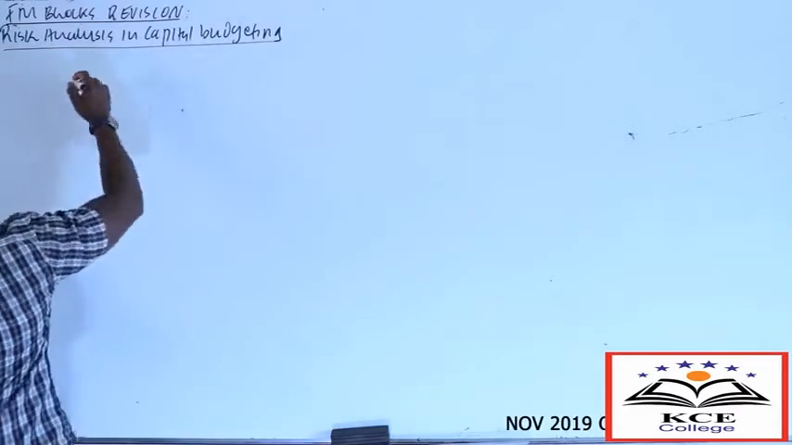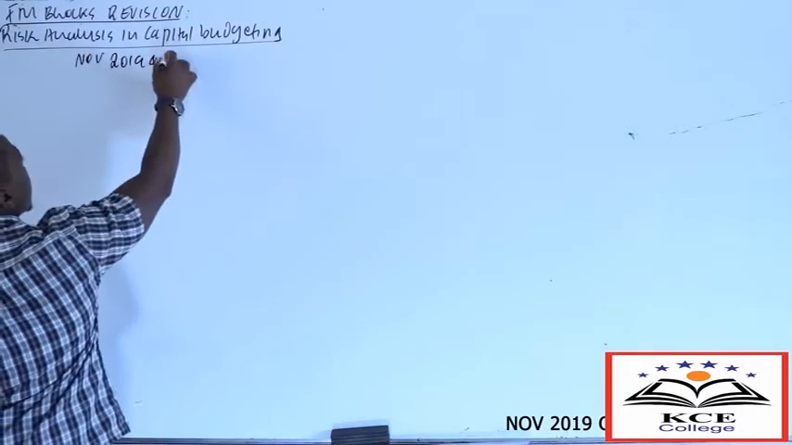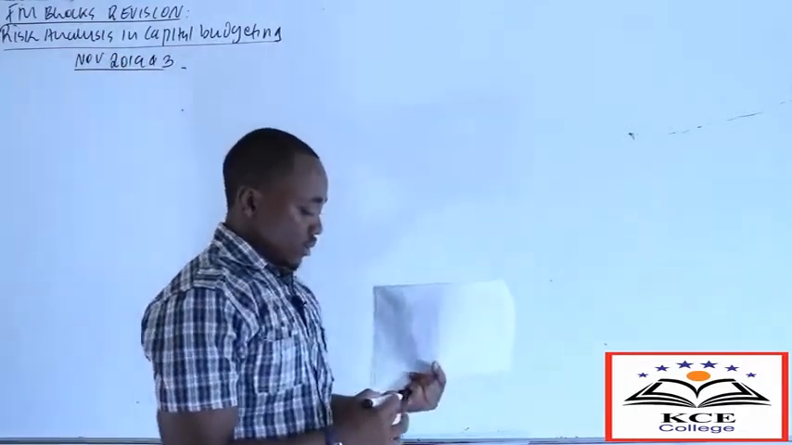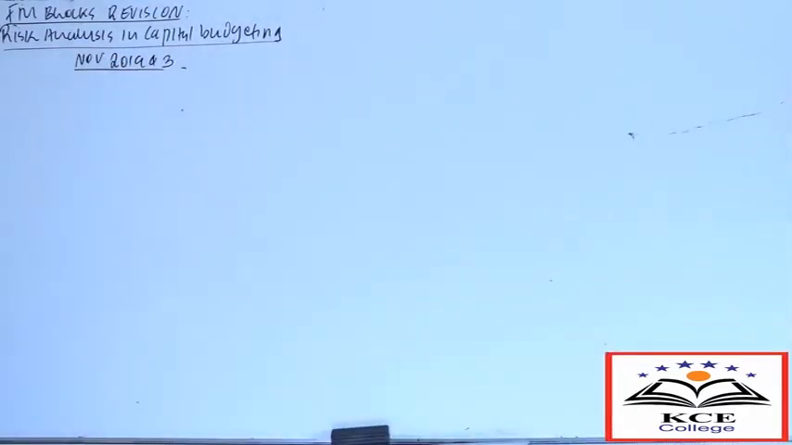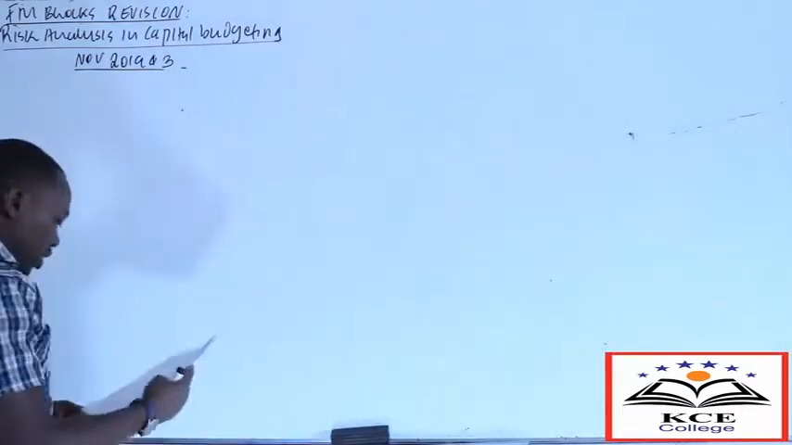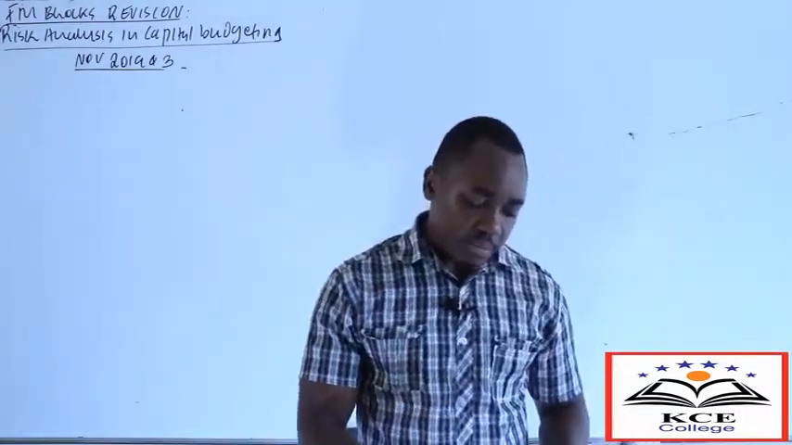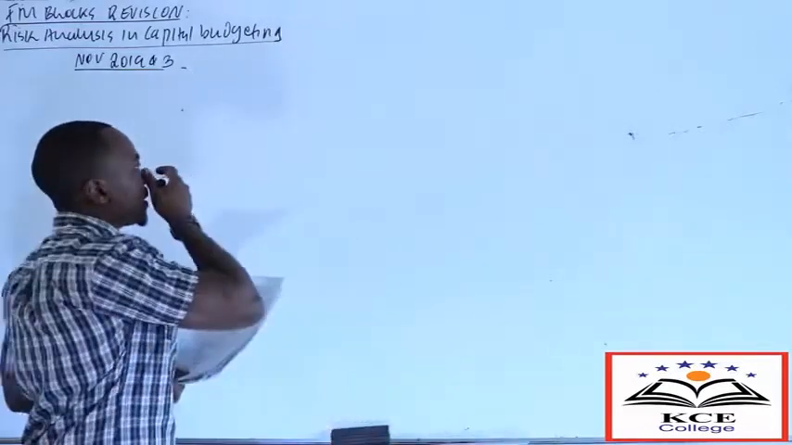Open with me November 2019, question 3. Let's start with part A. In part A of the question we are told to use a well-labeled diagram to distinguish between systematic risk and unsystematic risk.